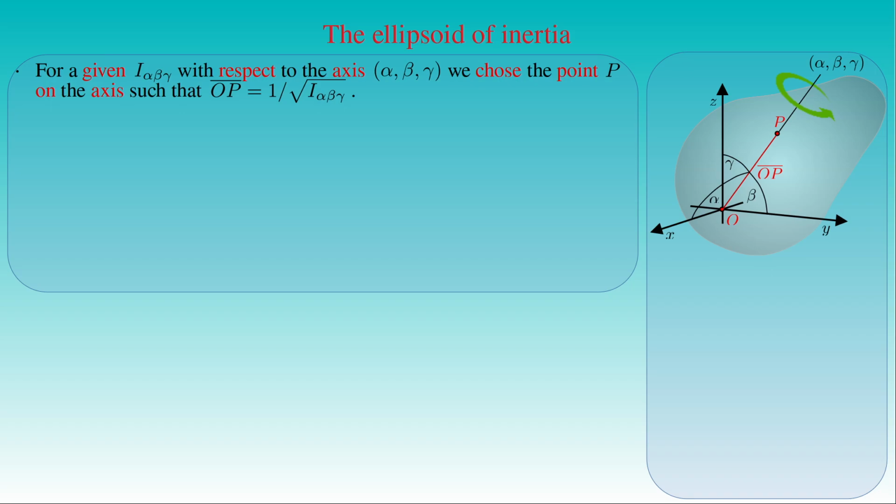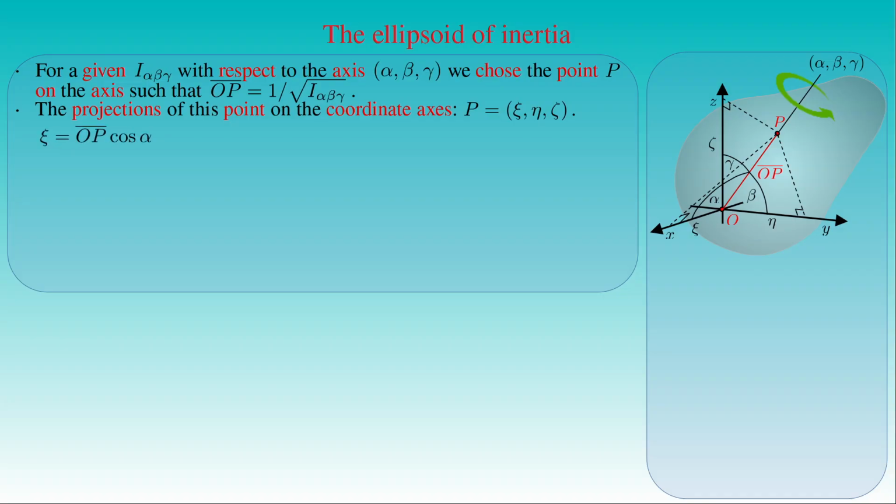If we project the point P onto the coordinate axes, then we obtain the triple xi, eta, and zeta, which can be used to describe the position of the point instead of its Cartesian coordinates. As the figure shows, the coordinate xi can be written as the distance between the points O and P times cosine alpha, that is cosine alpha divided by the square root of I_αβγ. Then cosine alpha is equal to xi times the square root of I_αβγ. Similarly, cosine beta can be expressed by eta times the square root of I_αβγ, and cosine gamma by zeta times the square root of I_αβγ.